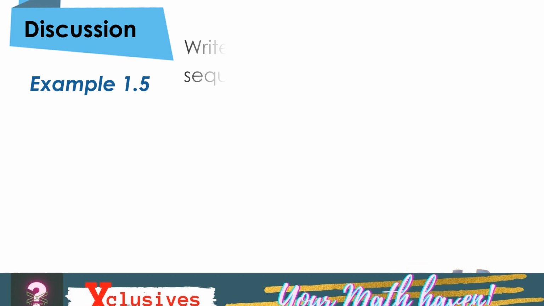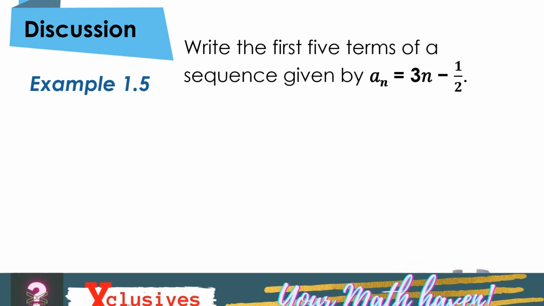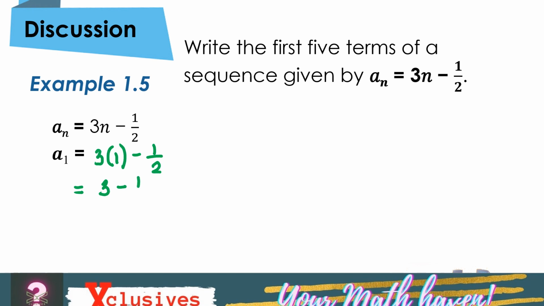Now let's continue and proceed with solving. So here, 5 terms will be solved, and what was our n term? That was a sub n equals 3n minus 1 half. Let's start solving for our first term. So that would be a sub 1 is equal to 3 times 1 minus 1 half. 3 times 1 is 3, then copy minus 1 half.